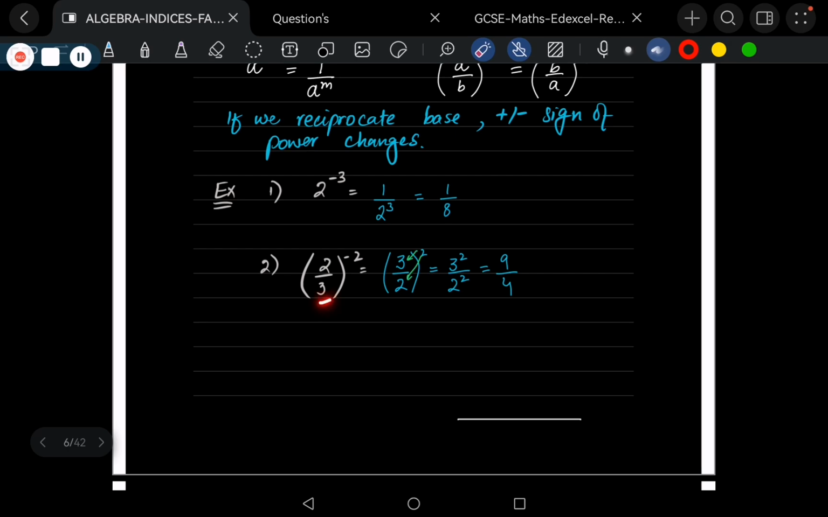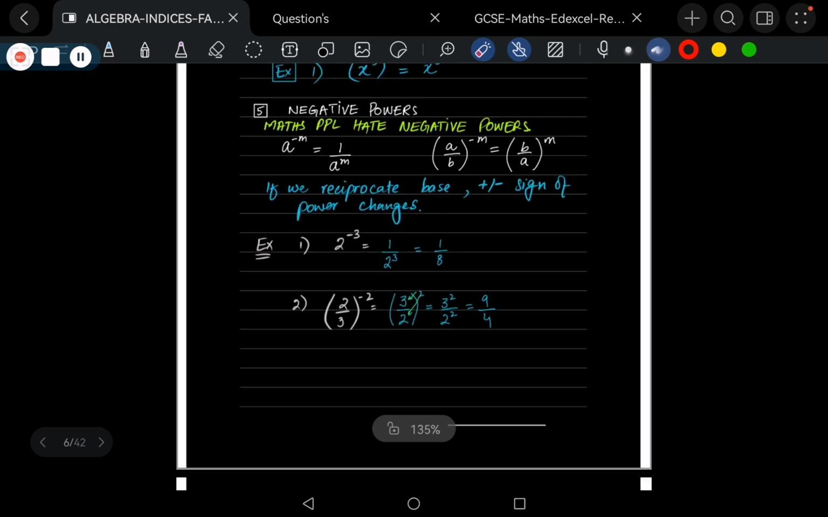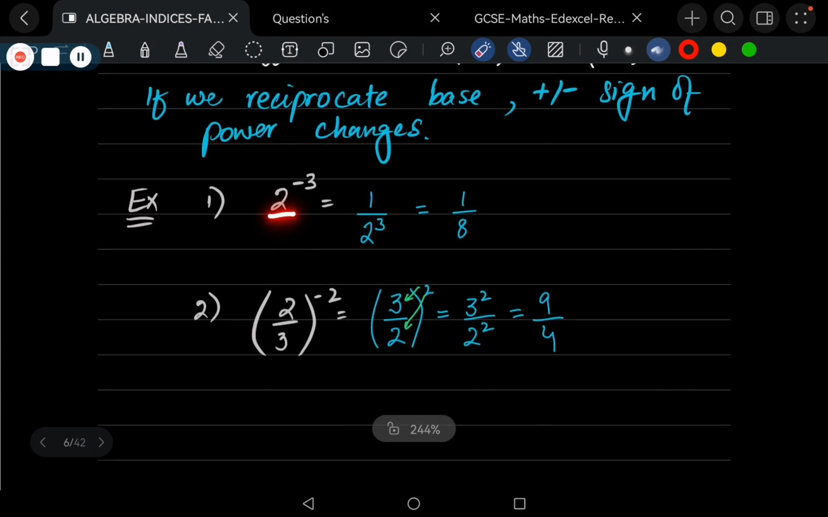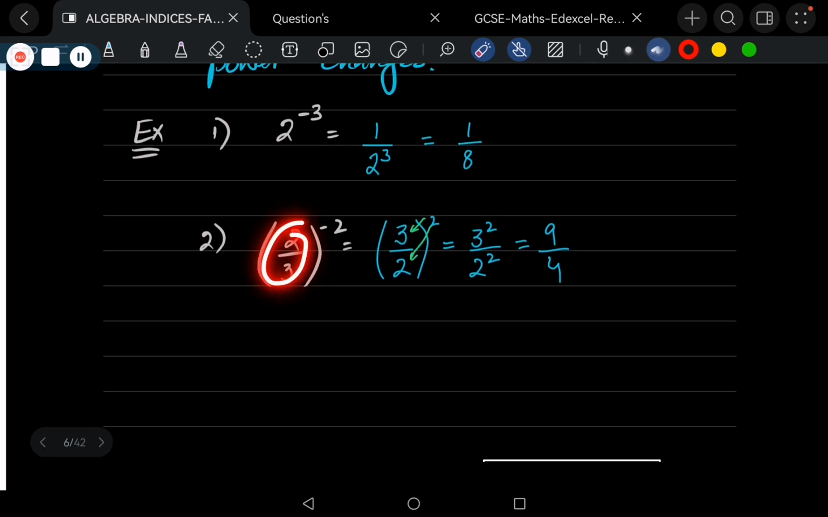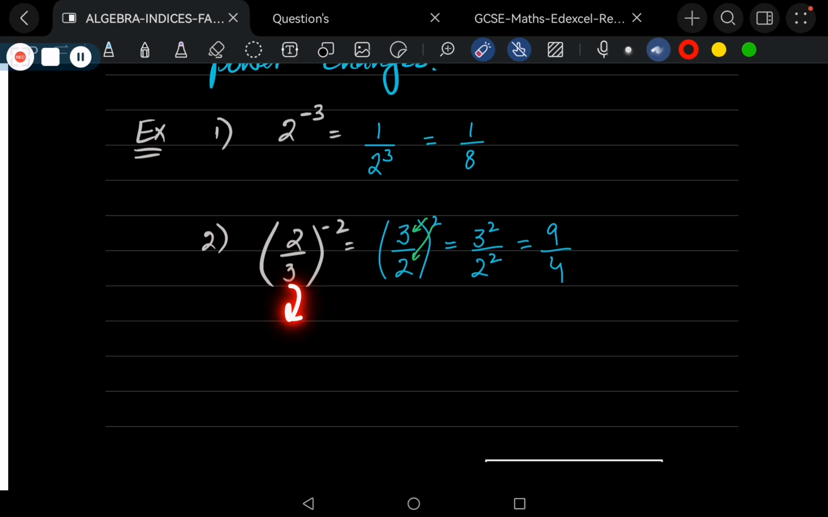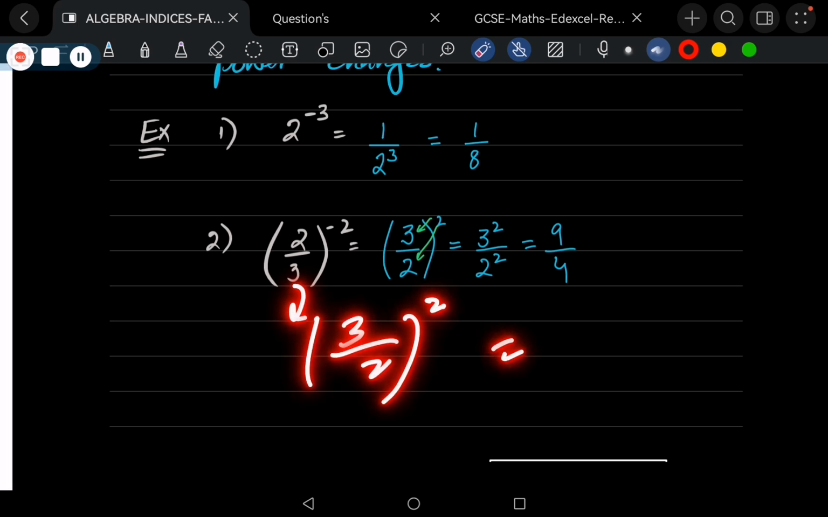If you are having a ratio with a negative power, again the same rule applies, the only difference is, because here I was having only one number, 2, it means 2 over 1. Once I swap them, it will become 1 over 2 power 3. Here I am having 2 over 3, meaning 2 numbers in the fraction. Once I swap them, it's going to be 3 over 2, and the whole power will be 2. So it will be 3 square over 2 square.